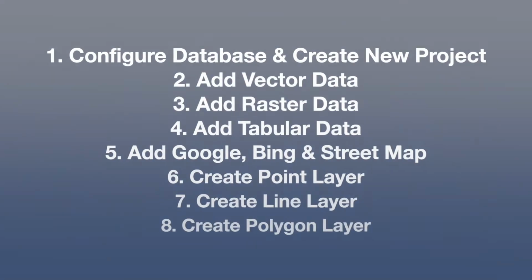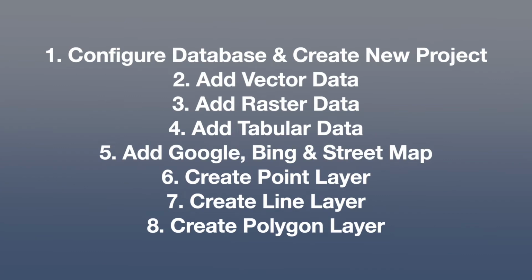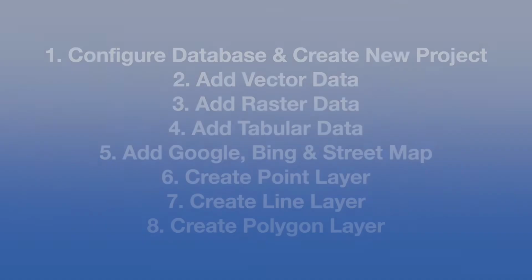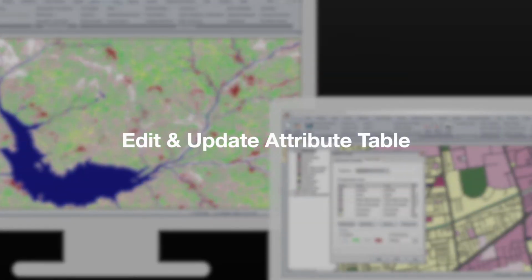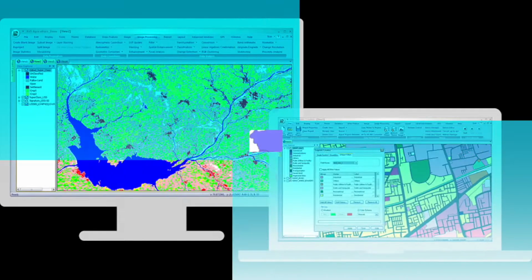Welcome back. In the previous videos, you have already learned how to configure database, create new project or open existing project, import or add raster and vector data, create point, line and polygon layer in IGiS desktop software so far. Now, in this video, you will learn how to edit and update the attribute table of an already created vector file. So, let's get started.